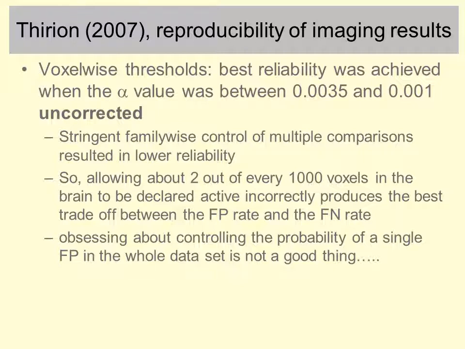So allow 1 or 2 out of every 1,000 voxels in the brain to be declared active incorrectly. That actually gives you the best trade-off between the false positive rate and the false negative rate. And maybe obsessing about controlling the probability of a single false positive in the whole data set is not a good thing in brain imaging.